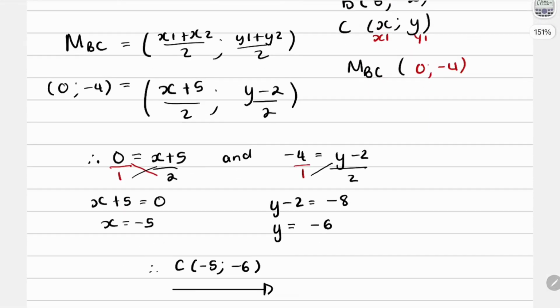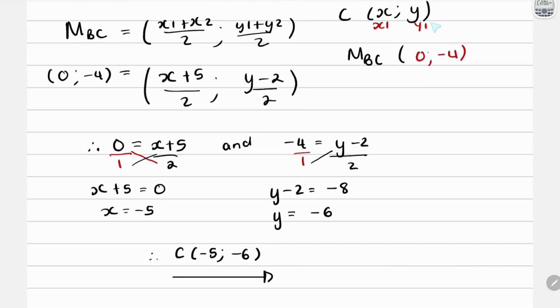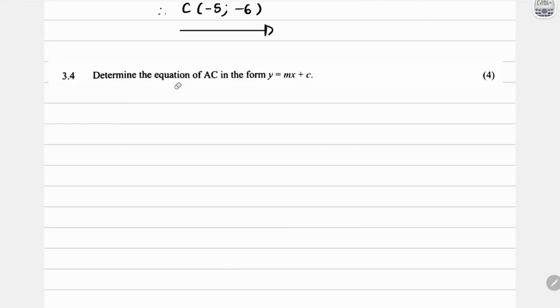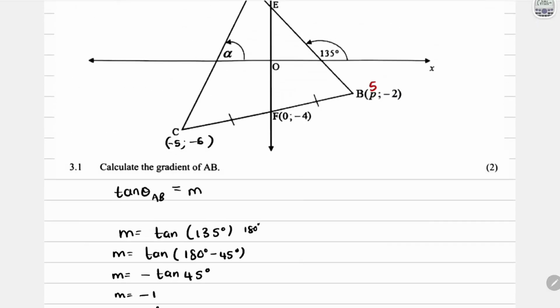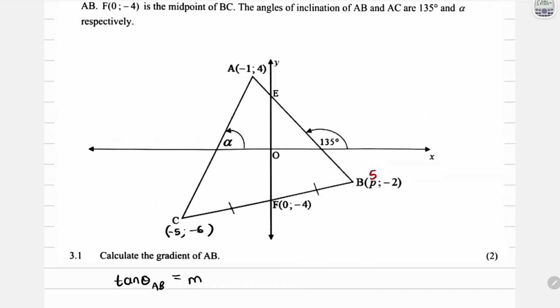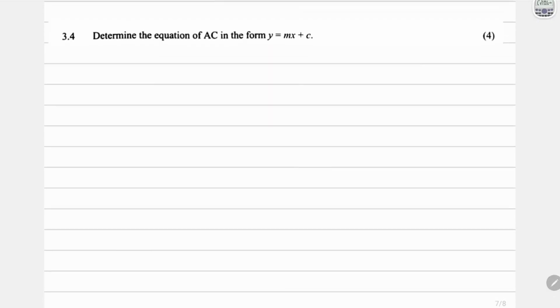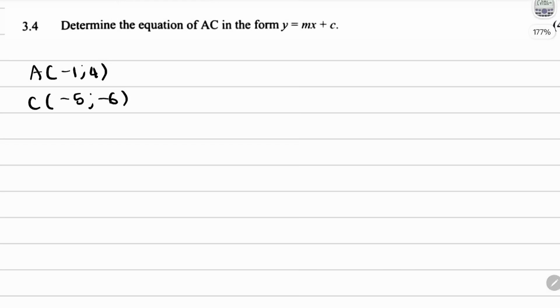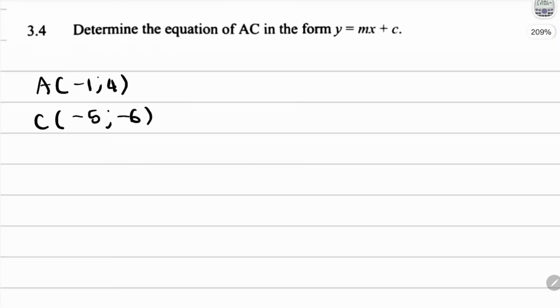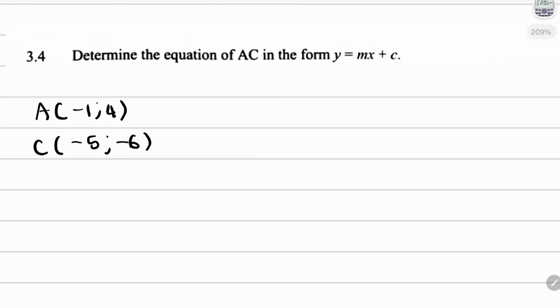Okay, moving on to the next question. 3.4 says, determine the equation of AC in the form y equals mx plus c. So that's 3.4. We have to find the equation of AC. Well, we have everything. We have A and we have C. So we just have to use the equation of a straight line to find this. So let me put down the coordinates and then we can go ahead and find this. Okay, so here are our coordinates and we can find the equation of AC.